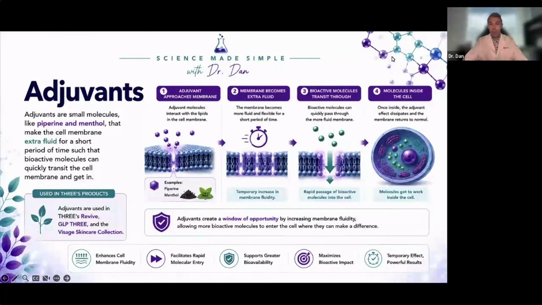So we use those, and we use adjuvants in our Revive GLP-3 and our Visage skincare collection. Adjuvants are simple, they're easy to use. Again, you need to make sure that the formulation is right for adjuvants. Sometimes if you're not formulating the product properly, even though you have menthol or piperine in there, it doesn't cause the same effect, because there can actually be ingredients that counteract these adjuvants. And so you have to be careful there. You have to know what you're doing, but this is a really powerful approach. And it creates a window of opportunity. I like that word, a window of opportunity, so the molecules can get right through.